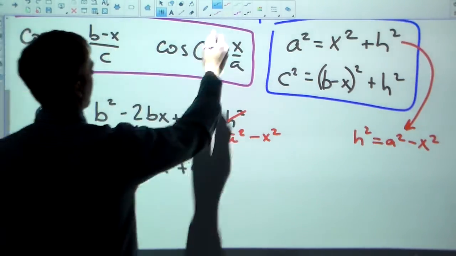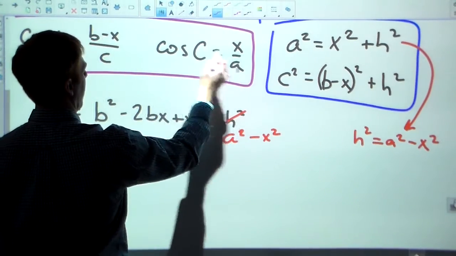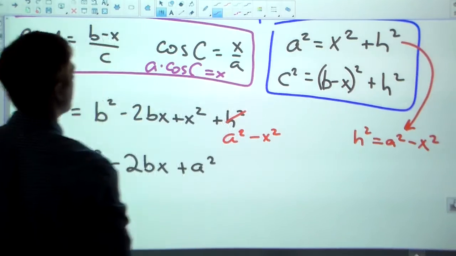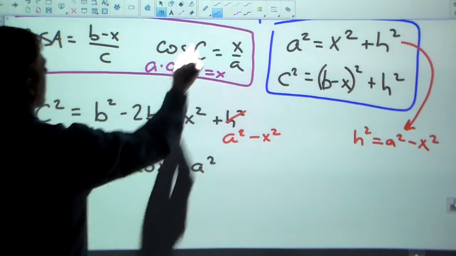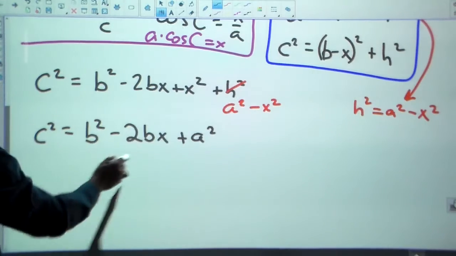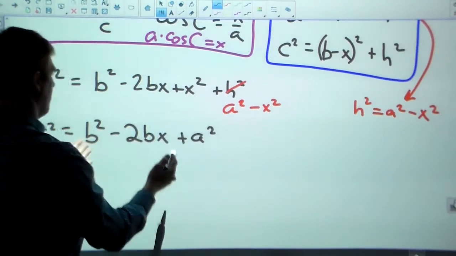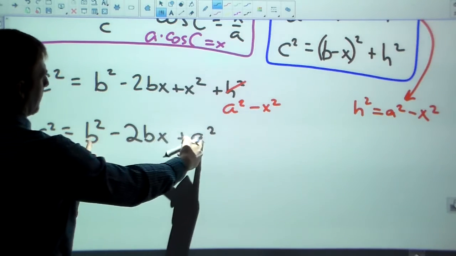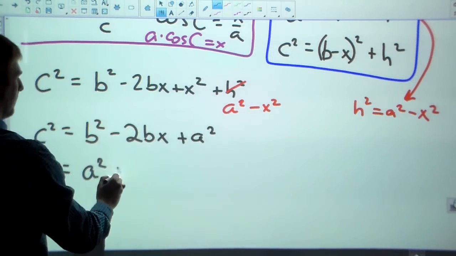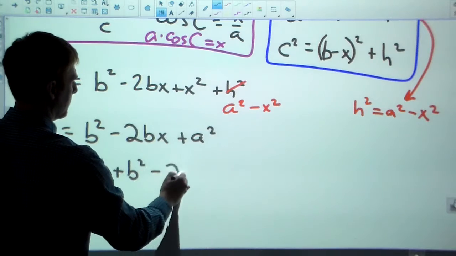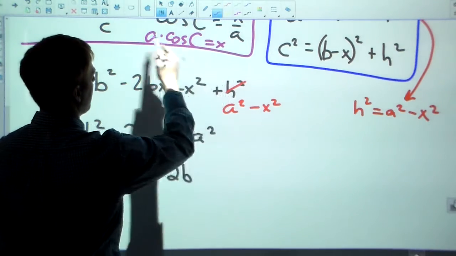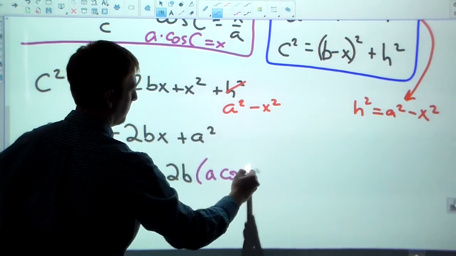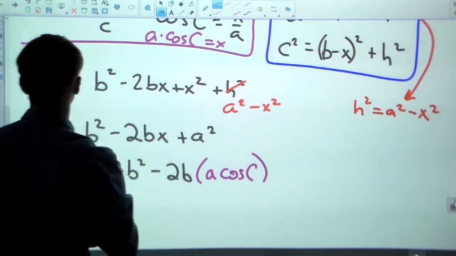If you solve that for x, you're going to get a times cosine C. So we'll rearrange it and use that. At the same time, I'm going to rearrange some of this, just using the commutative property. So side c squared, I'm going to put these in alphabetical order, so a squared plus b squared minus 2b, and I'm going to substitute this in for x. A cosine c. That's pretty much done now.